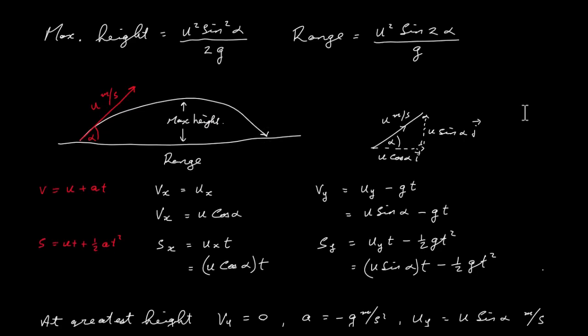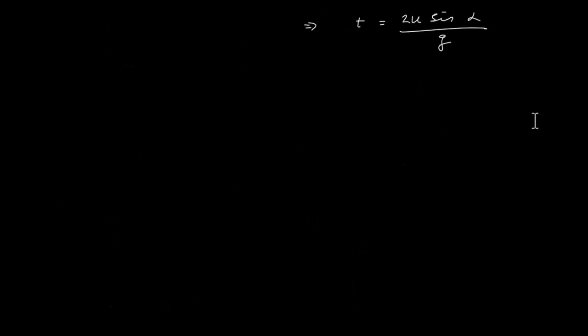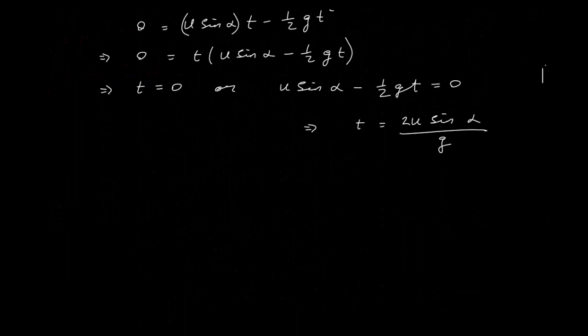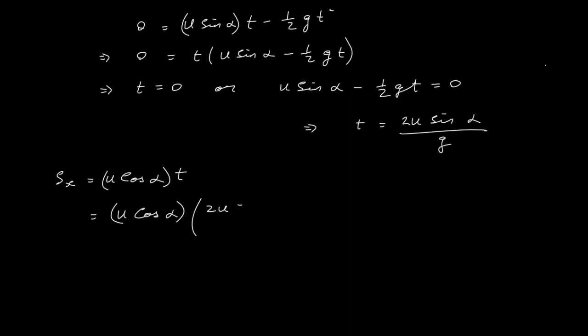So this is really just the time it takes to get to here. We found that the time was equal to 0, and the time was equal to 2u sine alpha over g, so that's when it reaches here. Okay, so let's use that then to develop our formula. We know that the distance in the x direction, we developed this equation earlier, sx I should say, is equal to u cos alpha times t. We have our t now, so it's going to be u cos alpha times 2u sine alpha over g.